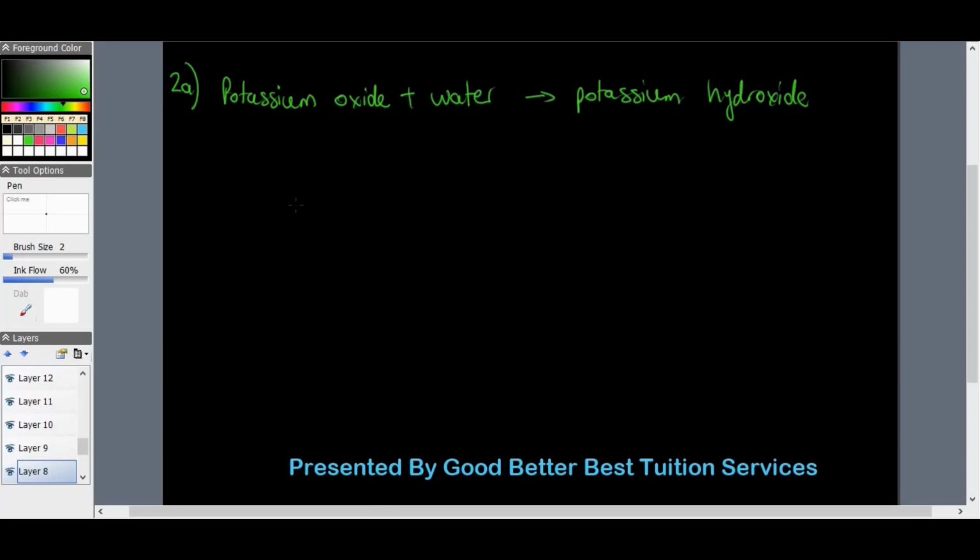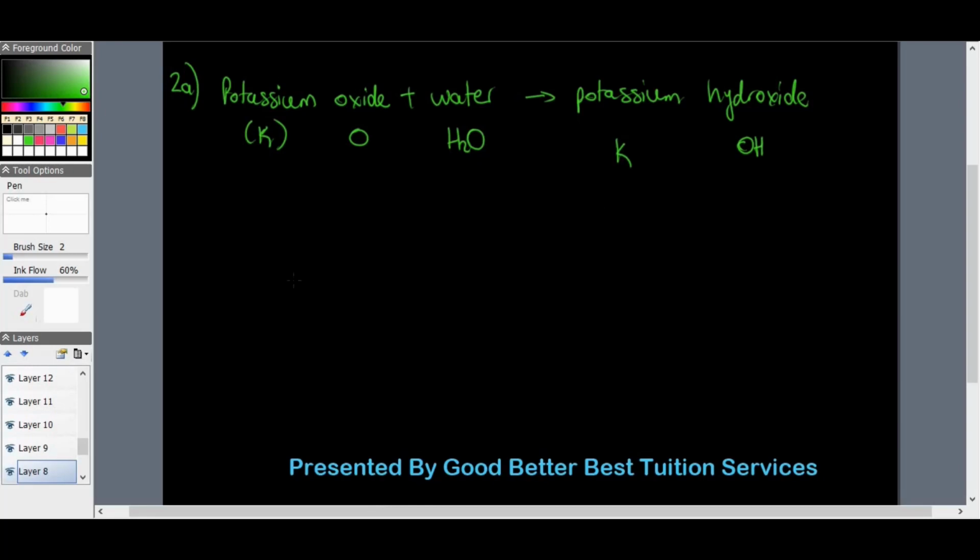What is the periodic table symbol for potassium? It's K. So we can write it in brackets on the question paper. It's K. Oxide, we know that involves oxygen. Usually oxide is just one O. Water, we know that's H2O. And potassium hydroxide, well, we know hydroxide is OH, and we know potassium is also K. So we've identified the symbols. We are halfway there. Now we just need to determine how it's written.